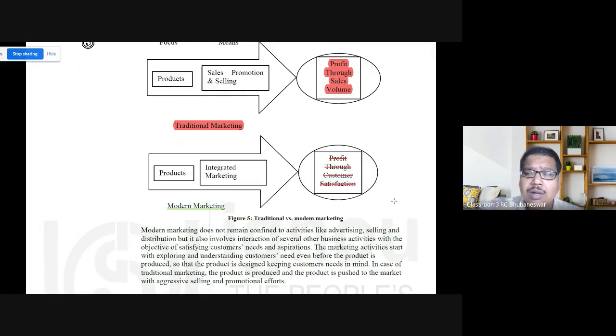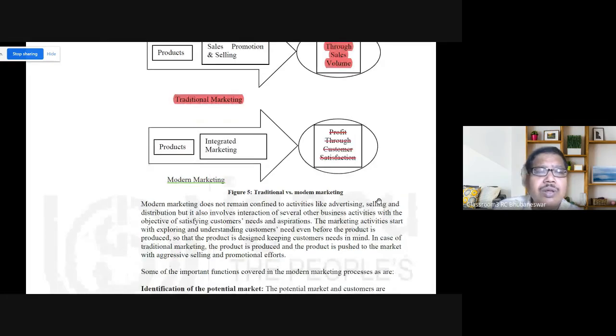In case of modern marketing, this is what we have. A question can come: differentiate between traditional and modern marketing with respect to sales. Which one is better? So this is what we have.